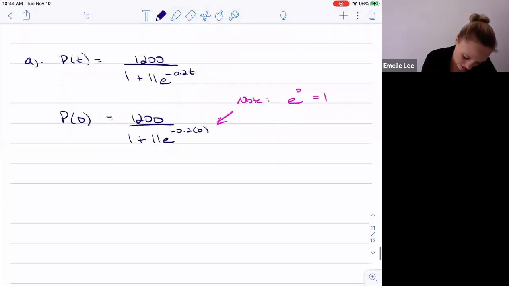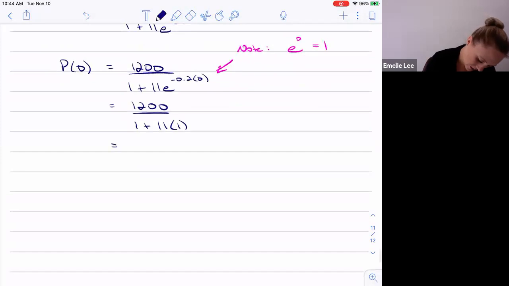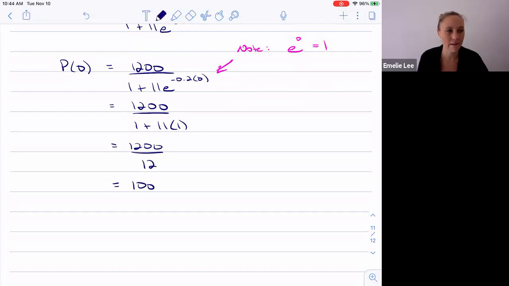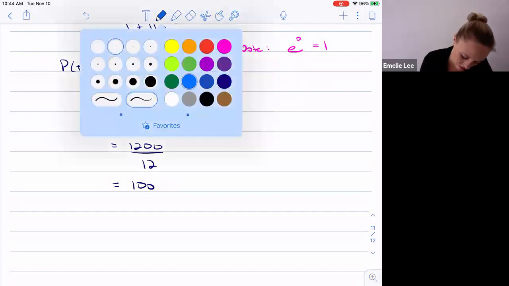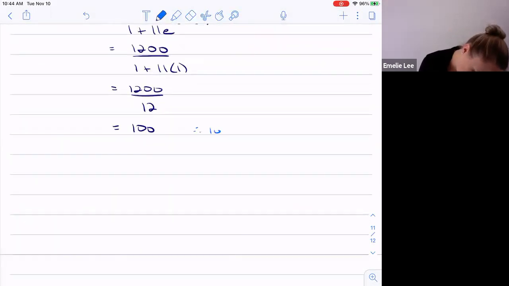And so what you get is 1,200 divided by 1 plus 11 times 1, which is 1,200 divided by 12, should be 100. I just want to double check. Okay. And so initially, 100 fish were introduced, right? And that was the problem here. How many fish were originally put in the pond, right? Therefore, 100 fish were originally put in the pond.